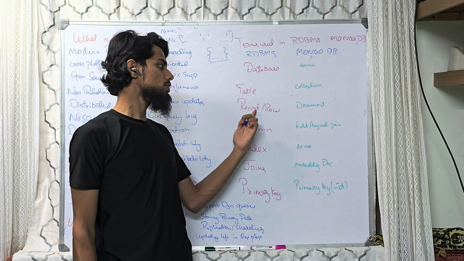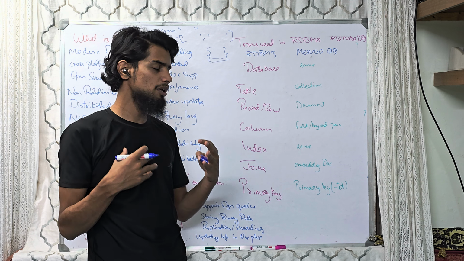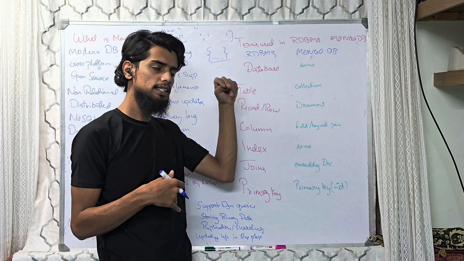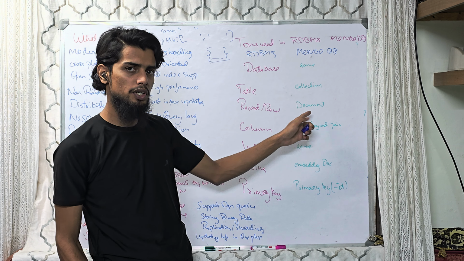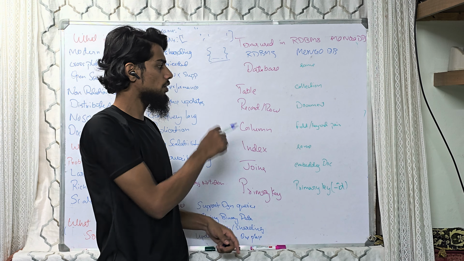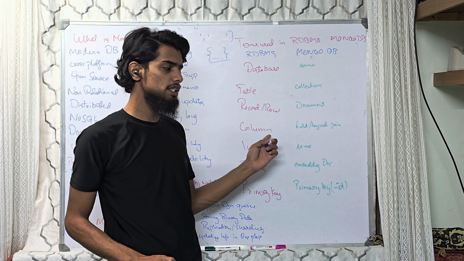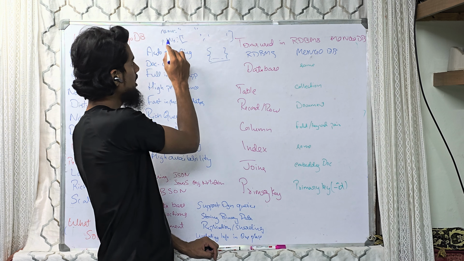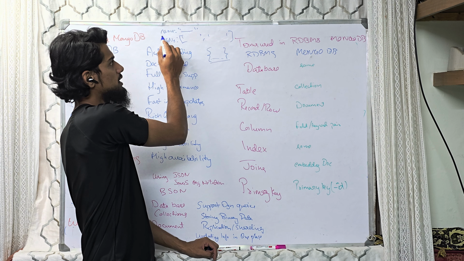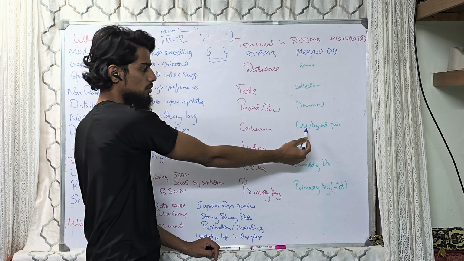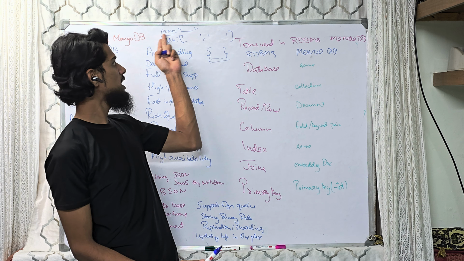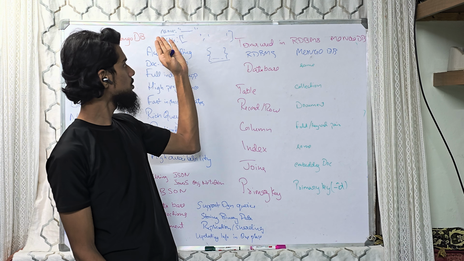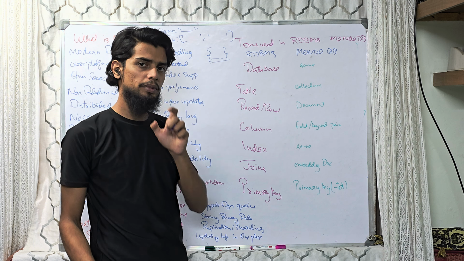Then records and rows. One particular row will have multiple fields, that is columns. Instead of a record or row, we have a document. Column, we don't have; instead, we have fields. Within the document, we say name equals something. This is our value and this is our field, so name is the field. That's key-value pair: name is Exam Helper. So that is a particular field.